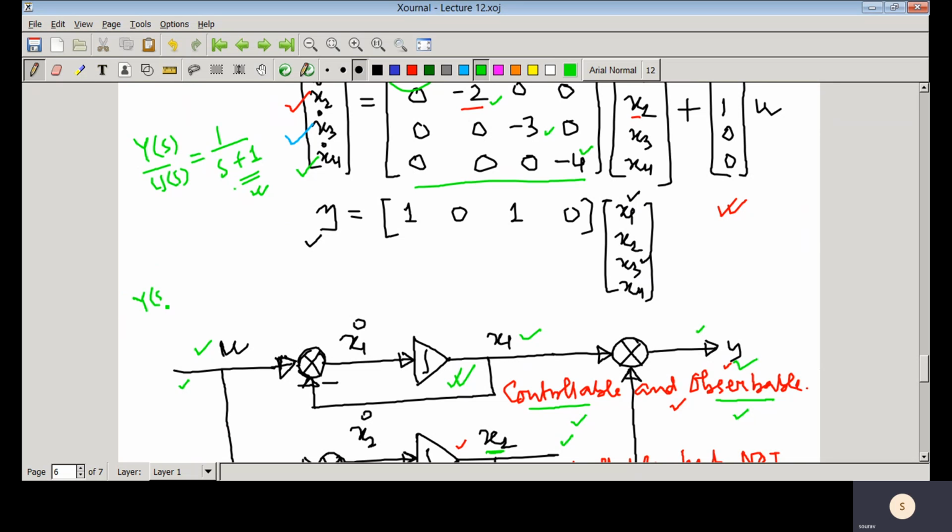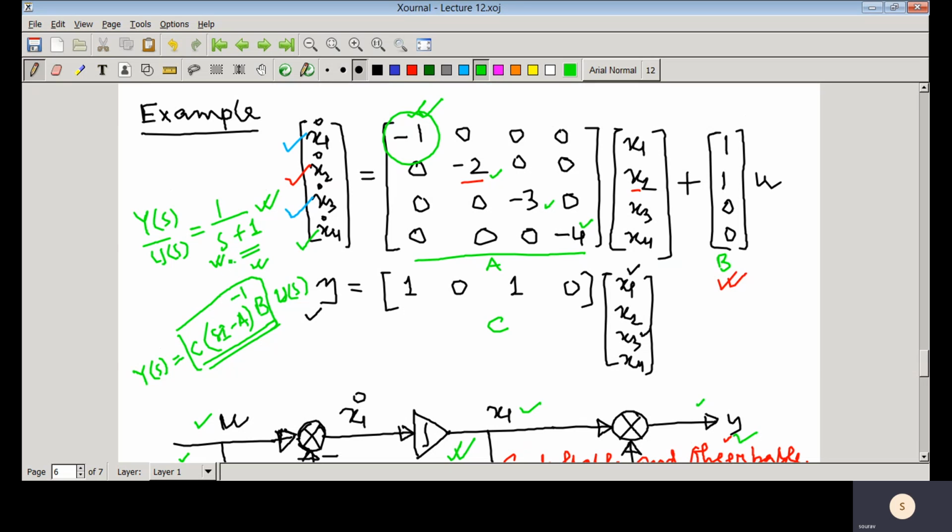If you just write Y(s) equal to C(sI minus A) inverse B, because here the D matrix is 0, so U(s). So I suggest you all to do this one. Whenever your C matrix is this, B matrix is this, A matrix is this, if you just find the transfer function, you will see that your transfer function would come only 1 by s plus 1.